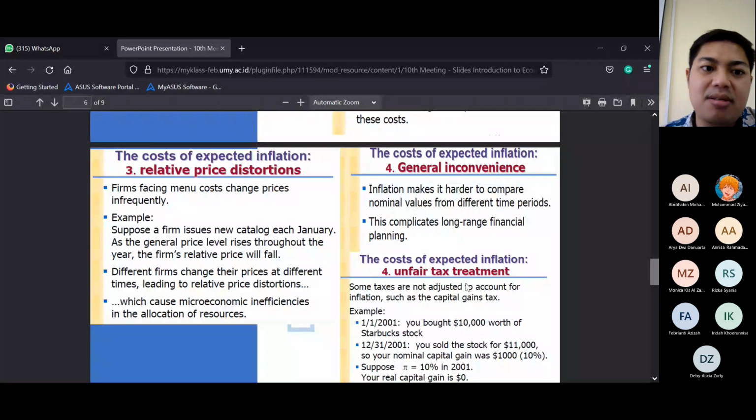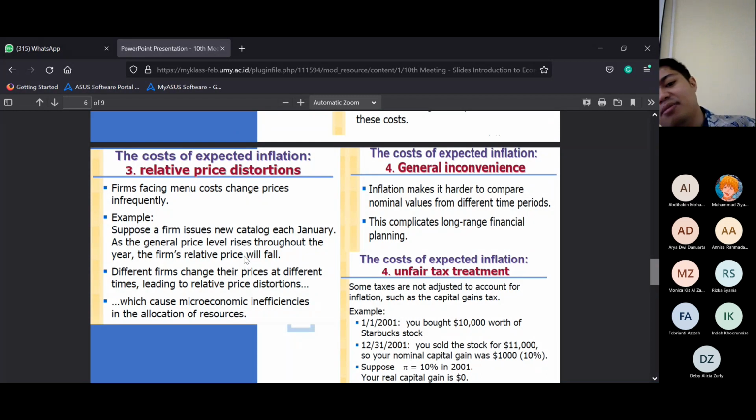The next one is the cost of expected inflation: relative price distortions. In the midst of inflation, prices are disrupted. A firm facing menu costs changes prices infrequently. For example, suppose a firm issues a new catalog each January. As the general price level rises throughout the year, the firm's relative price will fall.